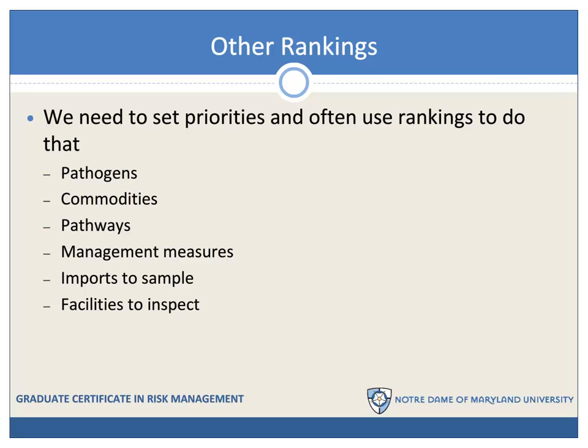There are many other groups of things we might want to rank. We often need to set priorities, and so we can use rankings to do that. We might want to rank pathogens, commodities, pathways, risk management measures, imports to sample, facilities to inspect, and so on and so on.